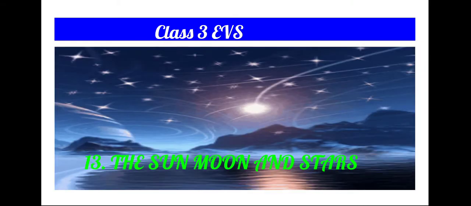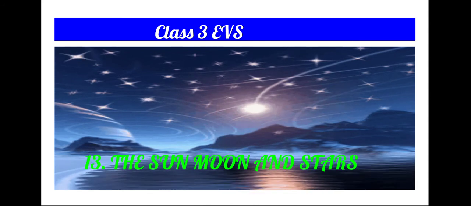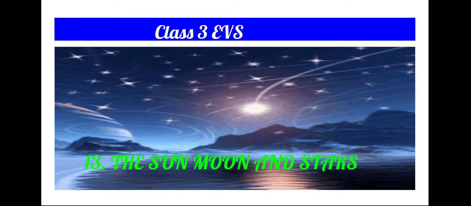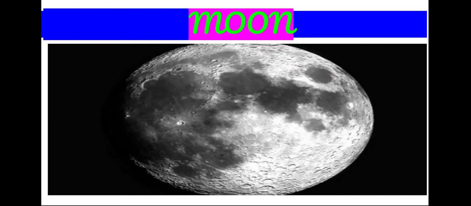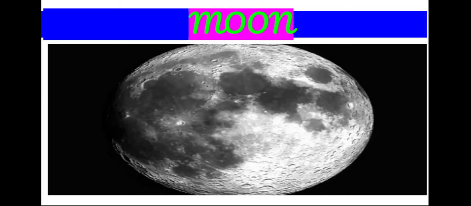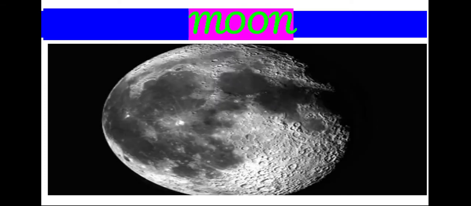Our new lesson is the sun, moon and stars. In the last video we saw about the sun. Now we are going to learn about the moon. In the night sky, if we observe, we can see the moon clearly, isn't it? The stars are twinkling, but the brightest one is the moon. Why does it look brightest? Because the moon is our closest neighbor in the sky. That's why we can see the moon very clearly.